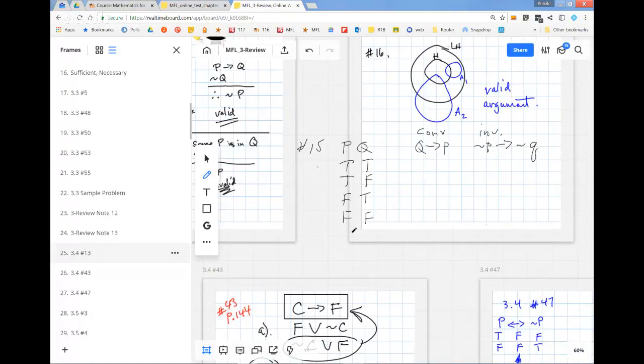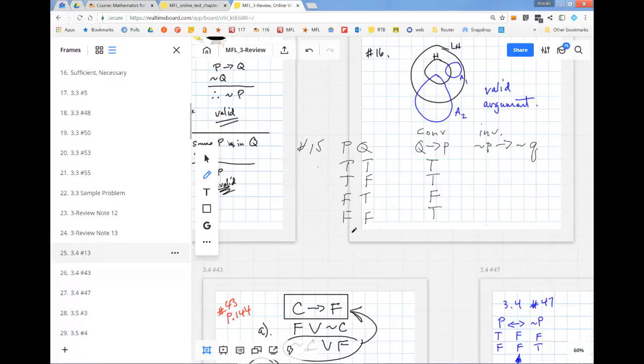Okay, let's do if Q then P. If true then true. The only time an if-then statement is false is when the first part's true and the second part's false. So that's true. If false then true, true. If true then false, false. Yeah, that's the bad one. If false then false, true.